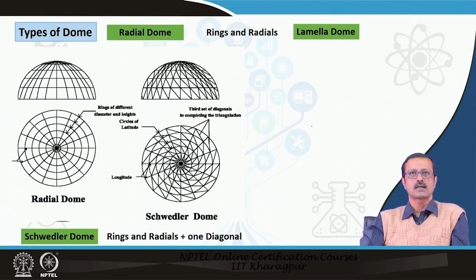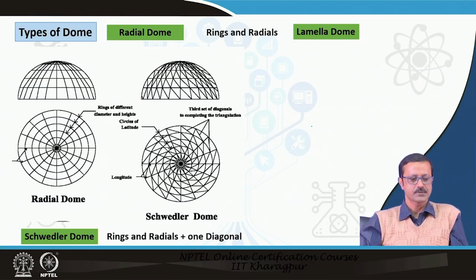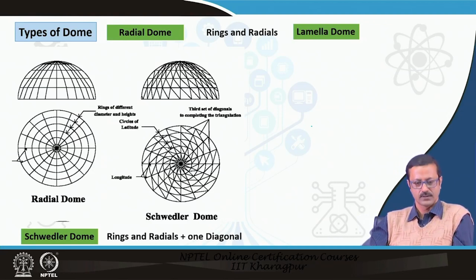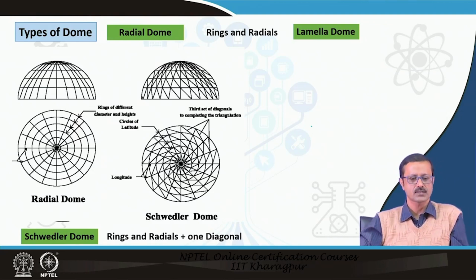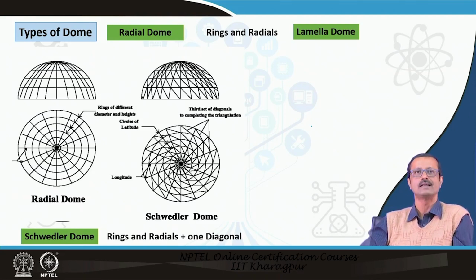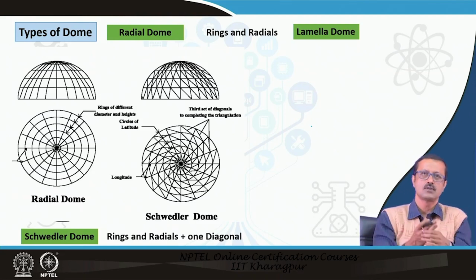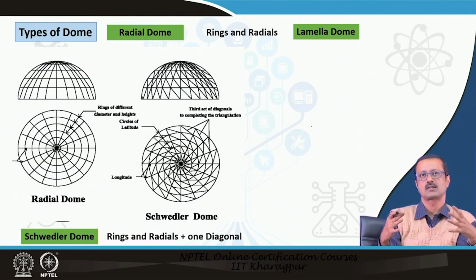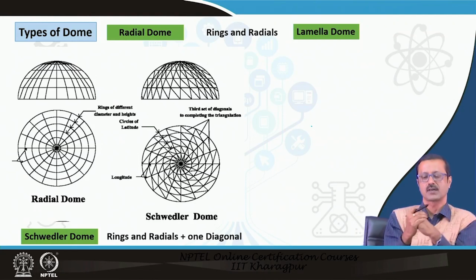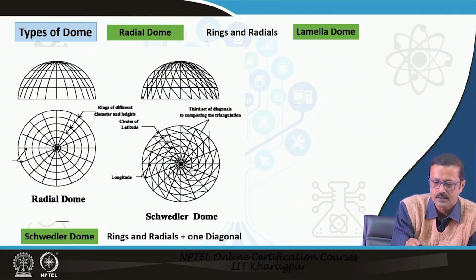Now, let us go to the types of domes. There are various types, and they are defined in various ways. The first and simplest dome is called the radial dome. I am talking about a dome built with structural trusses or some structural members, which is then covered with some kind of covering element. So it has rings and radials.